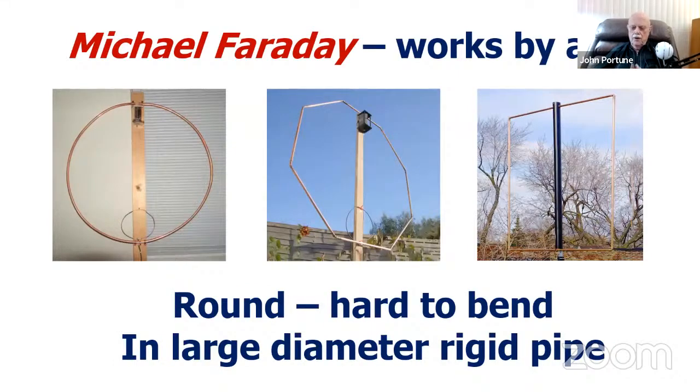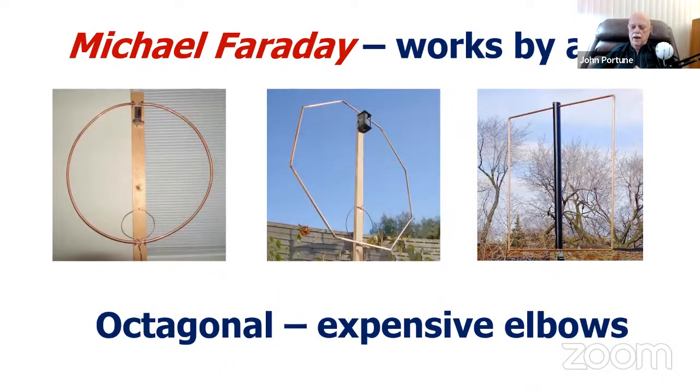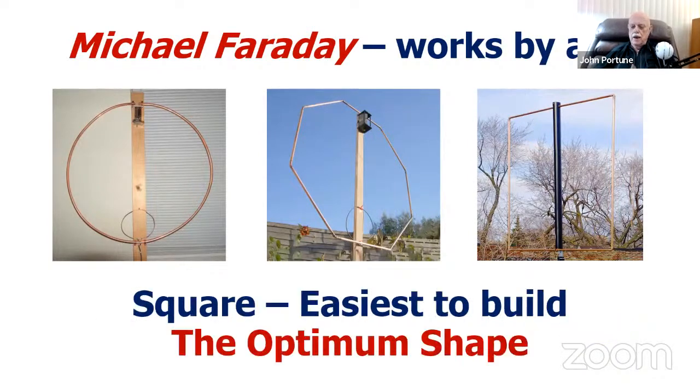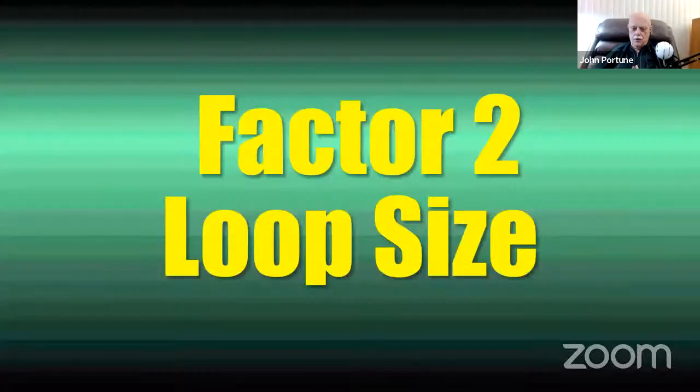Because round is hard to build, particularly if you do it in large tubing, which is very important, round is not the optimal shape. And an octagon, of course, is sort of a form of a circle, and it's not an optimum shape either. It has expensive elbows if you try to build it out of copper and so forth. To me, the square, which is the easiest form to build, is the optimum shape for the magnetic loop, not circular, not octagonal, not something else. All right, that's the shape of the loop.